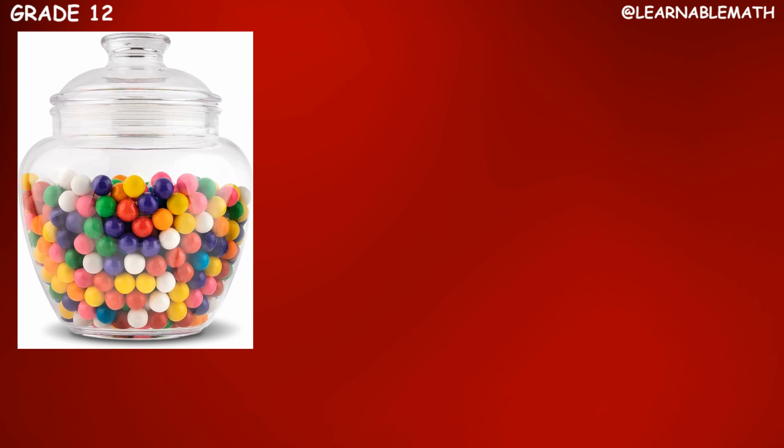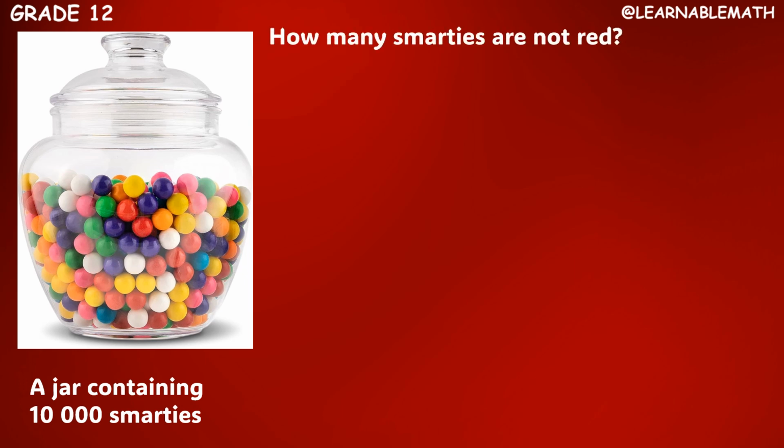Okay, let's say for instance I have a jar that contains 10,000 Smarties, right? Different colors. We have white, we have red, yellow, green, purple, pink. I see a lot of different colors there, right? What if I ask you, what's the quickest method you can use, or rather, how can you count the Smarties that are not red? How can you find the number of Smarties that are not red?